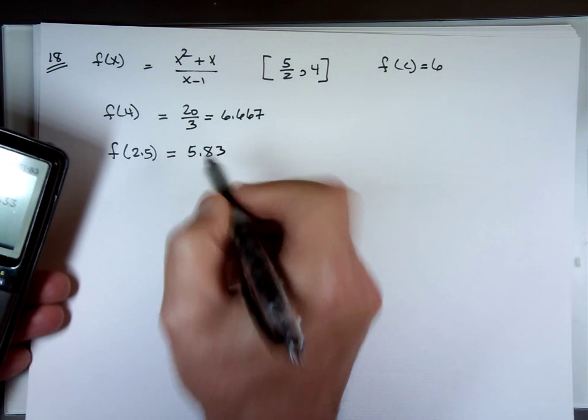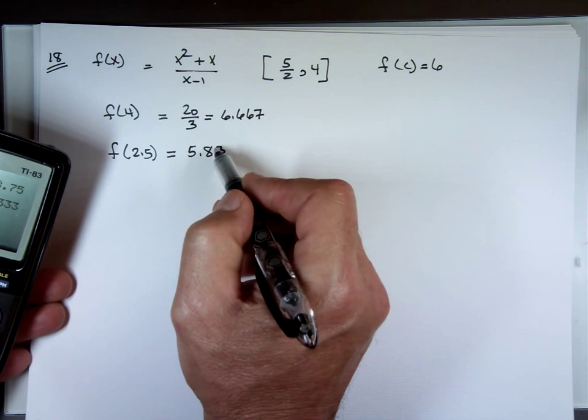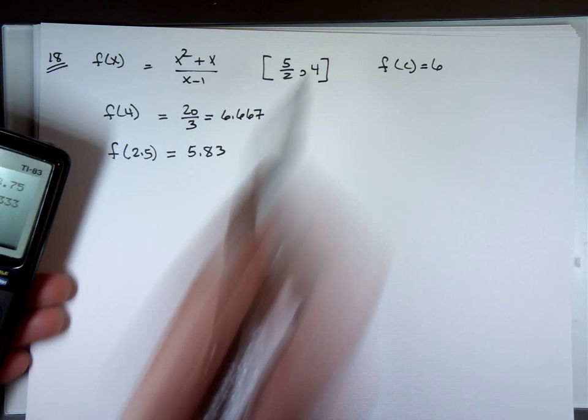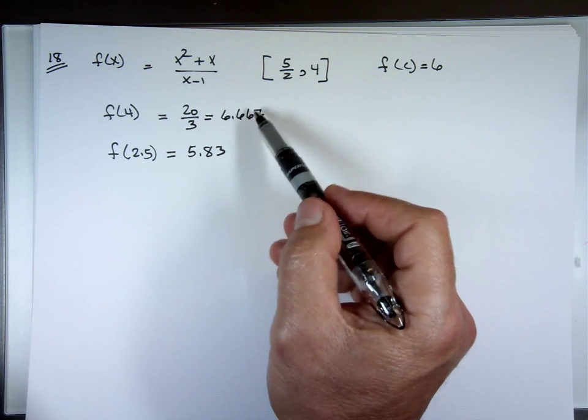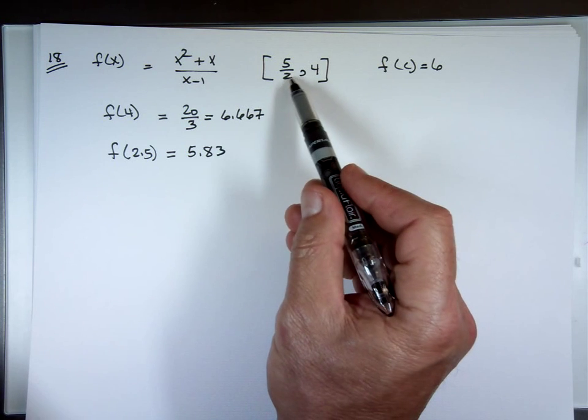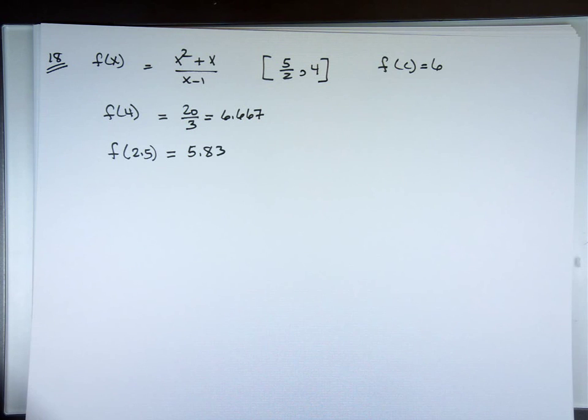The 6 happens to be between them. It's going to have a value of x between these two numbers. That's what it says. If you pick a number between these two, there has to be at least one number between them where the value will land between this number and that number. And that's why they chose the 6, because it lands between these two numbers.